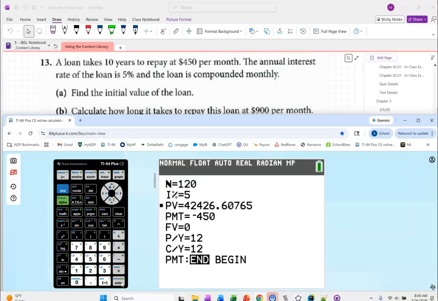All right, let's do part B then. Calculate how long it takes to repay the loan if instead we paid $900 a month.